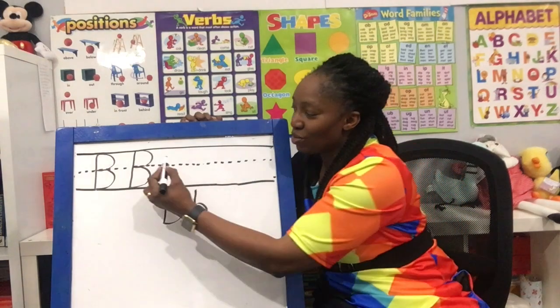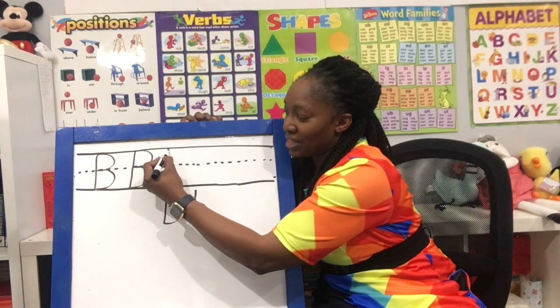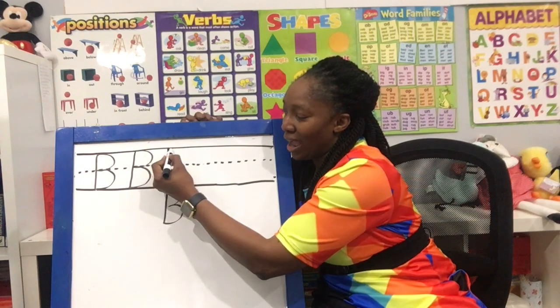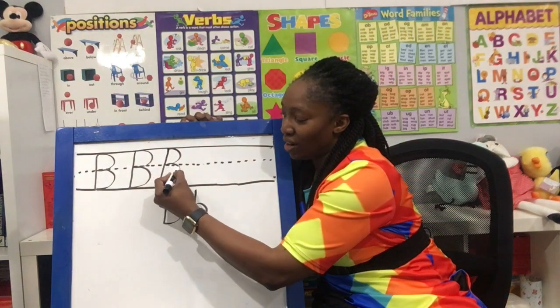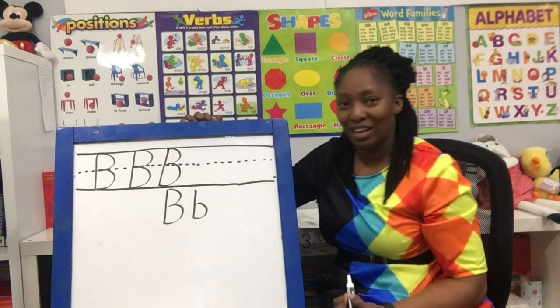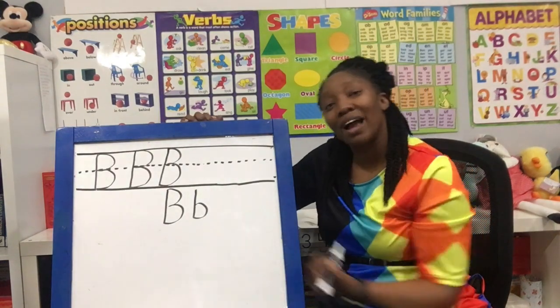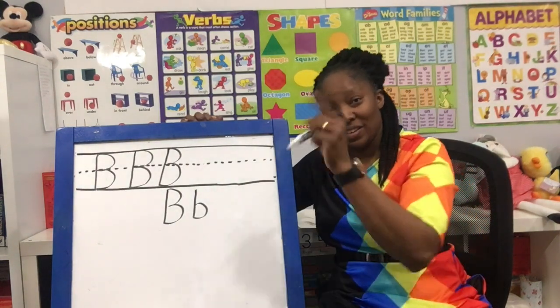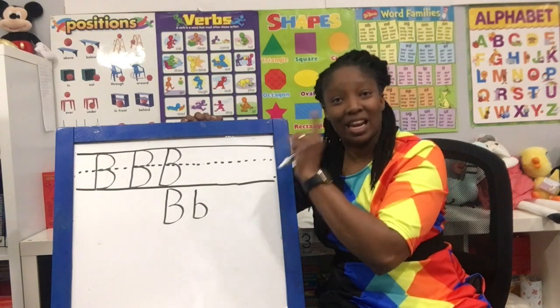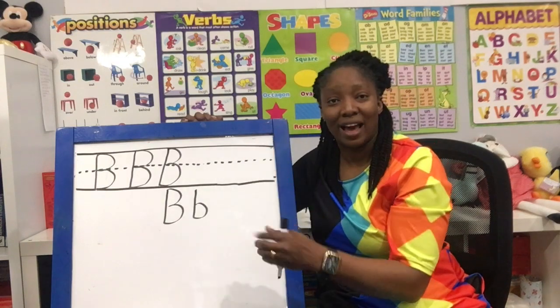Now you write it with me. Go. Down, around to the middle, and around to the bottom line. Very good. Now let's write the lowercase b. Are you ready? Get your hands up. We're going to write it in the air one more time before we write it in the lines.